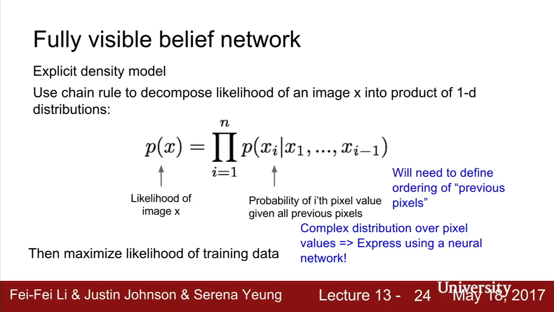And one thing you'll see here is that even if we're going to use a neural network for this, another thing we have to take care of is how do we order the pixels? I said here that we have a distribution for P of xi given all previous pixels, but what does all previous pixels mean? So we'll take a look at that.